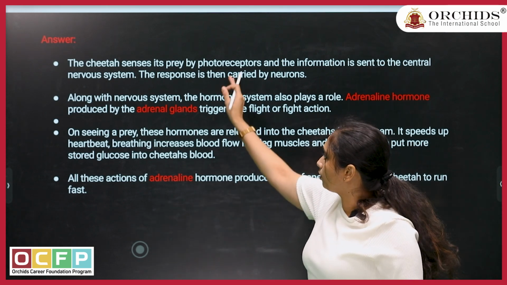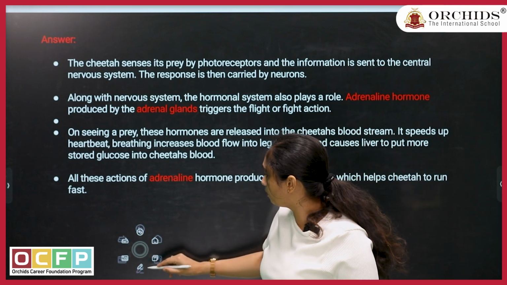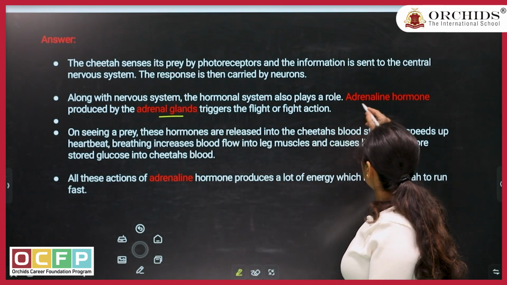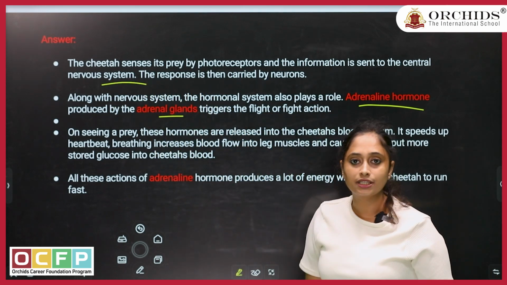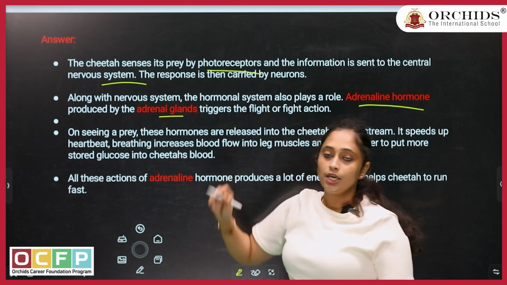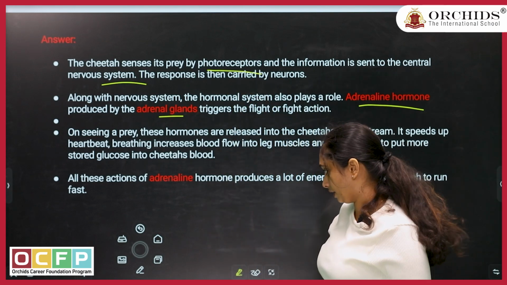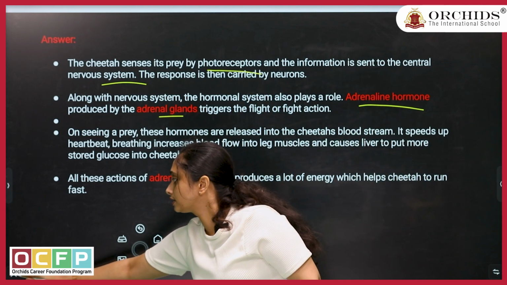elaborately too much, write particular points, and you can see the keywords here: adrenal gland, adrenaline hormone, and here nervous system. If you explain these kinds of things, you will get the full mark, that is 3 marks. So now move to the next question.